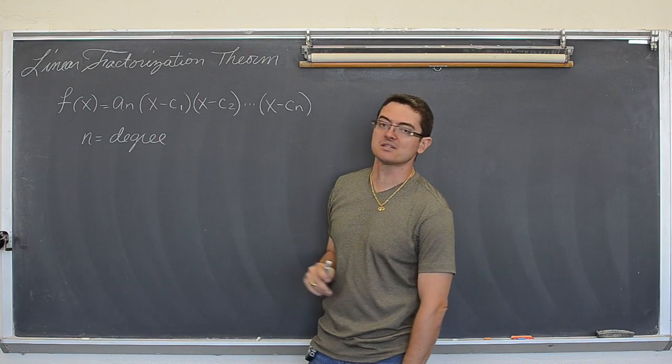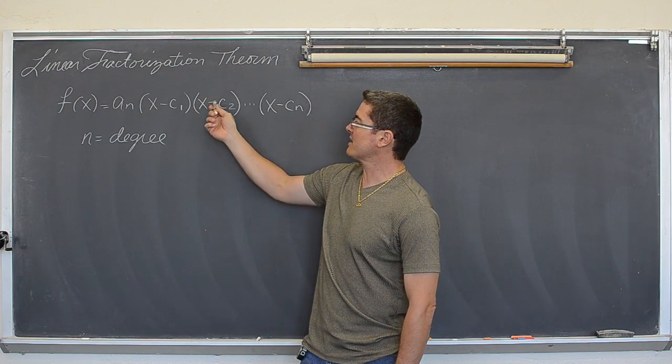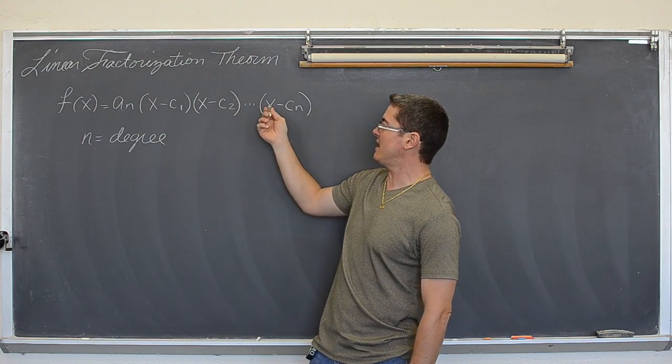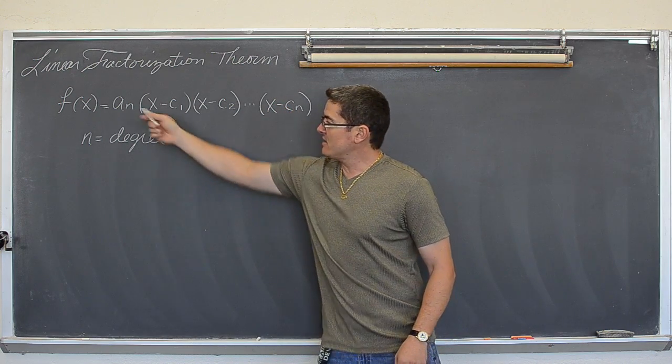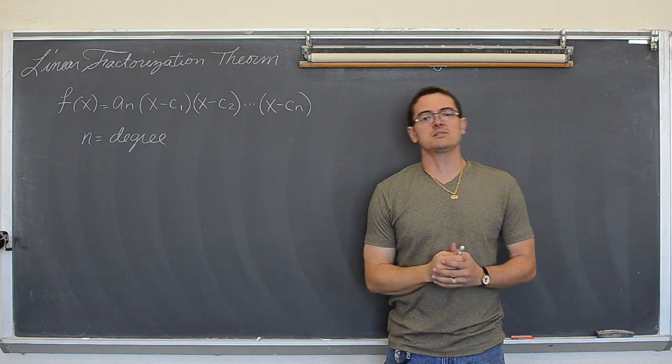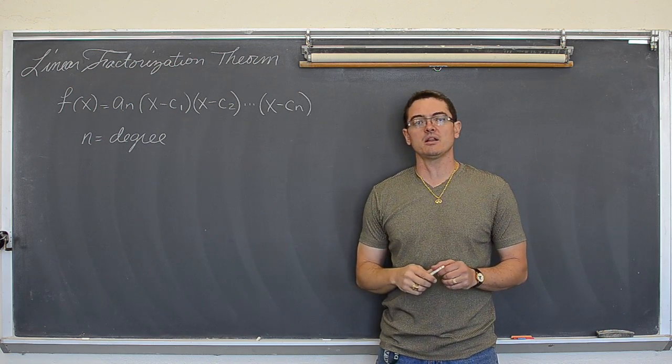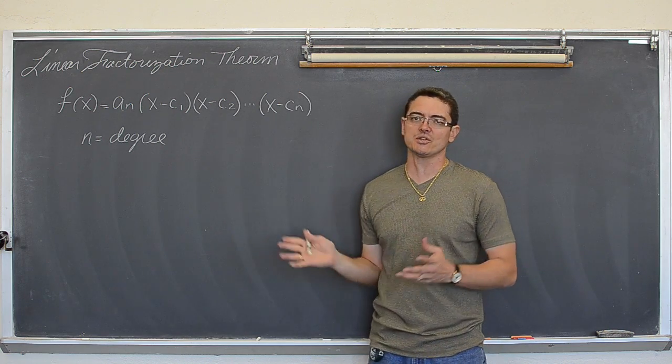times (x minus c sub 1) times (x minus c sub 2) and so on, up until (x minus c sub n). And n, as you look through this theorem, is equal to the degree of the polynomial. Now, what does this actually do?